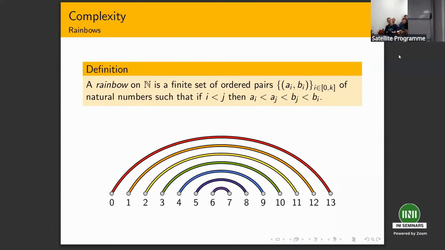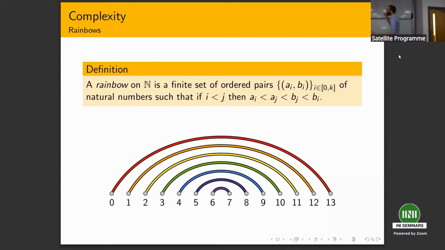So what's a rainbow? It's going to be a series of nested arcs. It's a finite series of nested arcs on the natural numbers. Here's a particularly nice rainbow. If it were to rain in Belfast like it normally does, you might have seen one of these today with the sun, but no chance of rain this week for some strange reason.